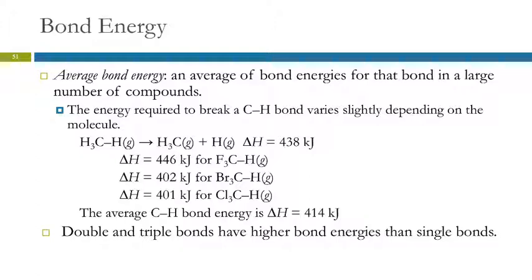Instead of being so specific and looking at exactly what the bond energy is, we're just going to use average bond energies because this is an estimate after all. So looking at those, they take an average and say, well, it's a 414. Now, a double bond is stronger than a single bond, so it has a higher bond energy, and triple bonds have the highest bond energies.